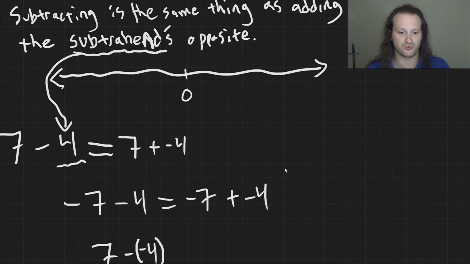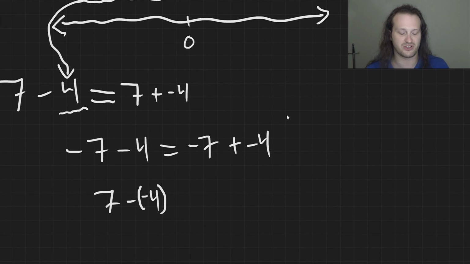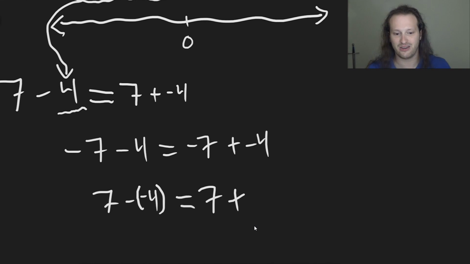So looking at this rule up here, subtracting is the same thing as adding the subtrahend's opposite. So we're going to turn this into an addition problem. And we want to add the subtrahend's opposite. Well, it's starting at negative. So the opposite of negative is positive. So subtracting a negative is actually the same thing as just adding a positive.